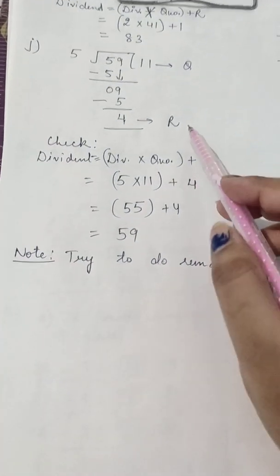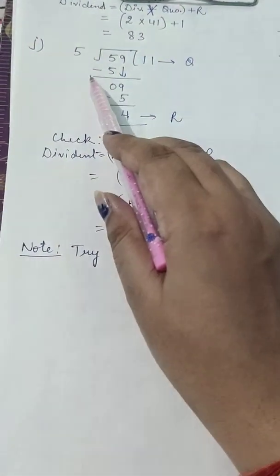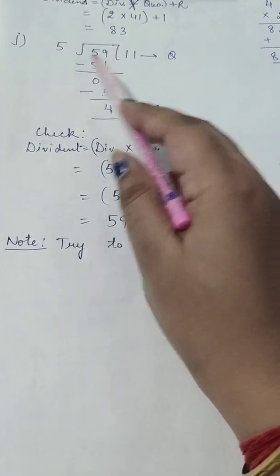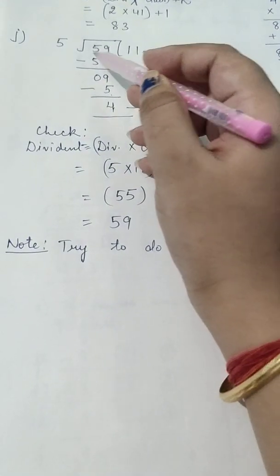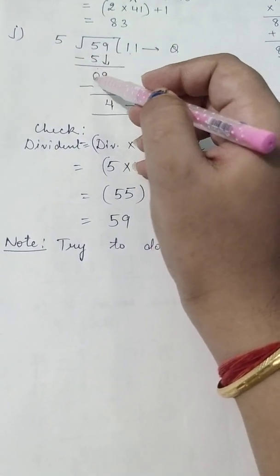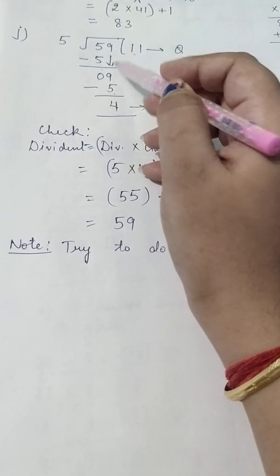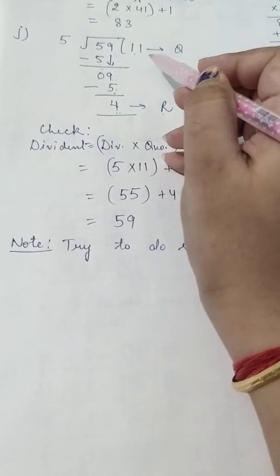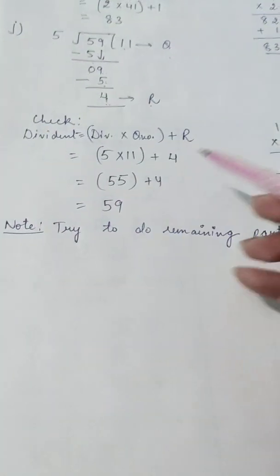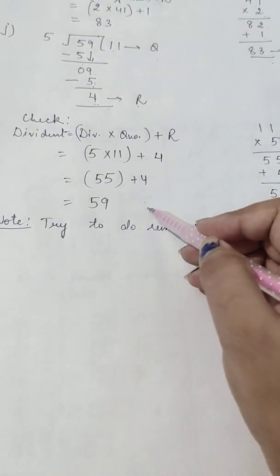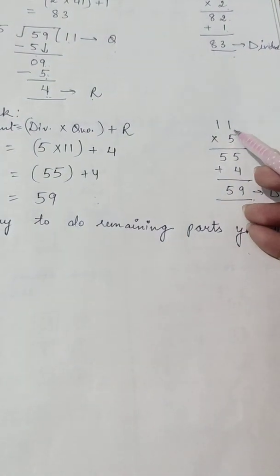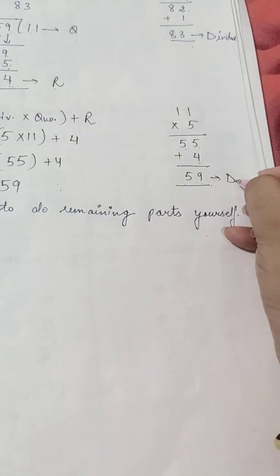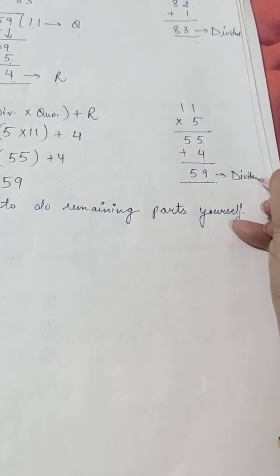Then next is J part. You have to divide 59 by 5. Then 5 1s are 5. So 5 minus 5 is 0. Then 9. 5 1s are 5. 9 minus 5 is 4. 4 is the remainder and the quotient is 11. So we have to again use the relation and check. We will multiply 5 and 11. We will get 55. 55 plus 4 is 59, which is equal to your dividend.